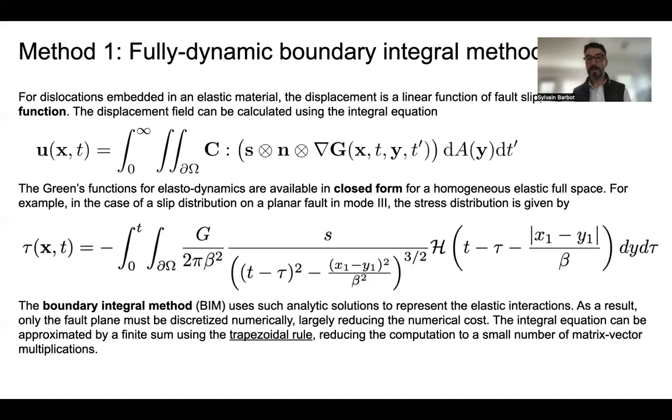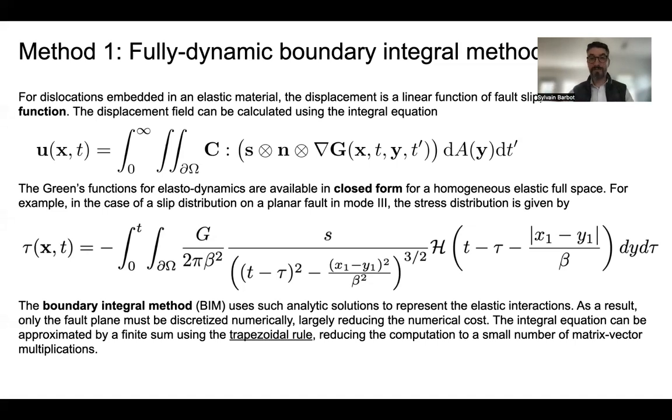An example of this is the Green's functions that relate slip on a fault with stress on the fault for mode 3 two-dimensional deformation. You can see that there is a closed form solution between the slip S and the stress tau anywhere on the fault. So these are related through integrals. These integrals can be discretized numerically using the trapezoidal rule, leading to a solution that can be obtained by a series of matrix vector multiplications.